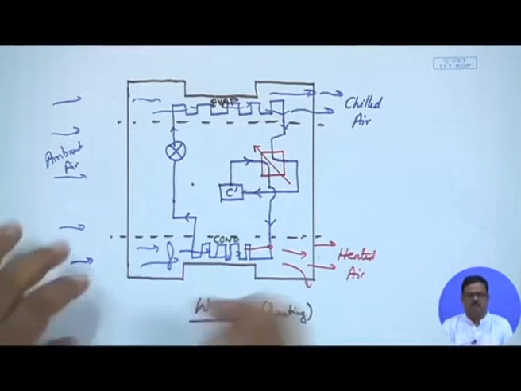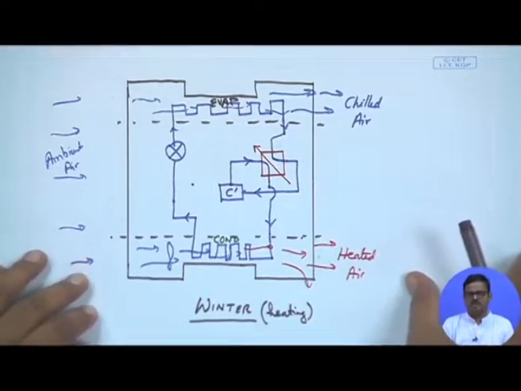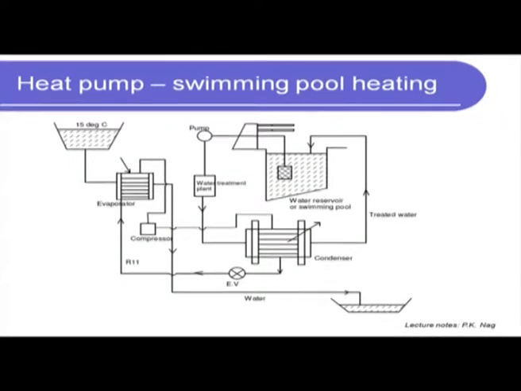So this is where we stopped in the last lecture. Quick recap, and then we will move on to one more such application. This one is an example of a water heat pump. The example that we are talking about is used for heating a swimming pool. There can be other examples of water heat pumps.